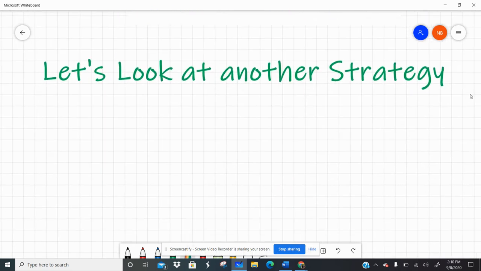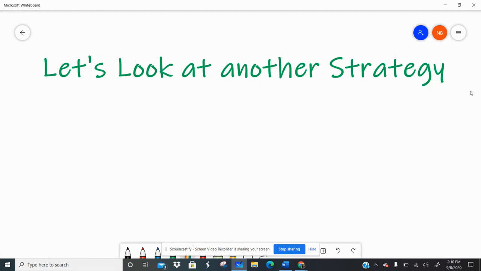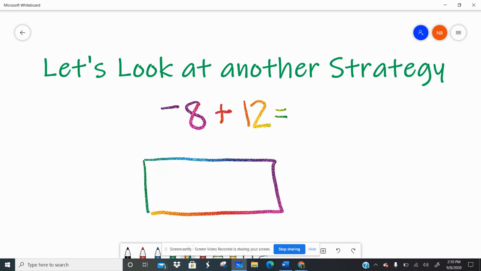But we're going to look at another strategy because sometimes you don't have a number line handy to use when you're adding integers together. So let's look at -8 plus 12, right? I don't have a number line handy at the moment, so I'm going to use a scoreboard strategy. Now, if you're familiar, a scoreboard, right? So say like football, there's the home team and then there's the away team. So we're going to say we have the positive team and the negative team.